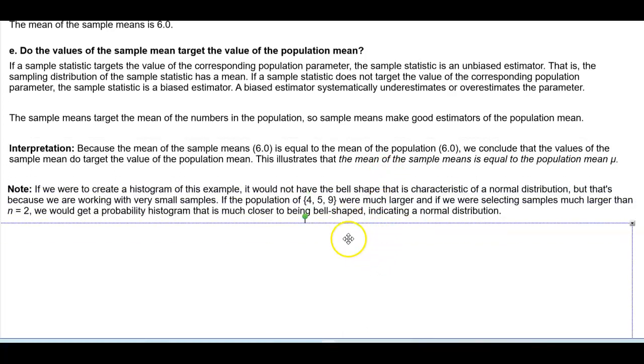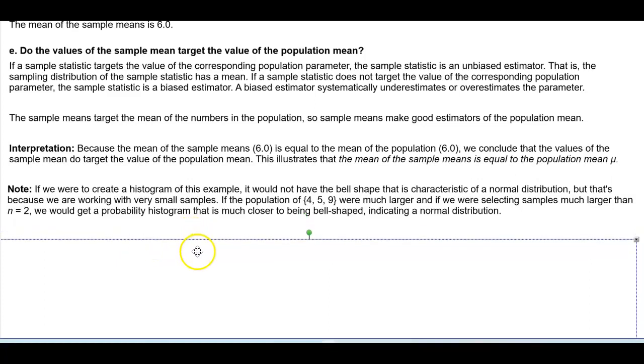Now note that if we were to create a histogram of this example, it would not have the bell shape that is characteristic of a normal distribution. But that's because we are working with very small samples. If the population of 4, 5, and 9 were much larger, and if we were selecting samples much larger than n equals 2, we would get a probability histogram that is much closer to being bell-shaped, indicating a normal distribution.